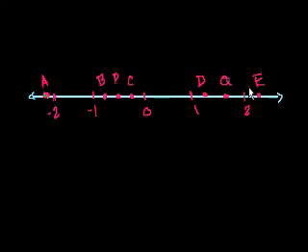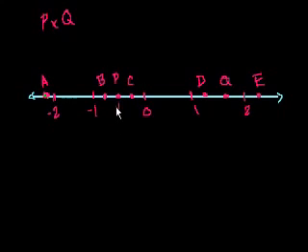So let's read the problem. Which of the letter points on the number line above could represent the result when the coordinate of point P is multiplied by the coordinate of point Q? So this is pretty much just an approximation problem, right? We're trying to figure out P times Q, essentially.